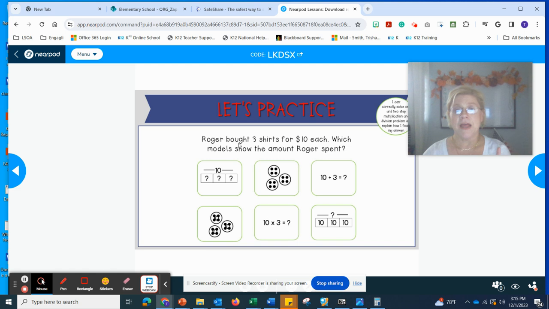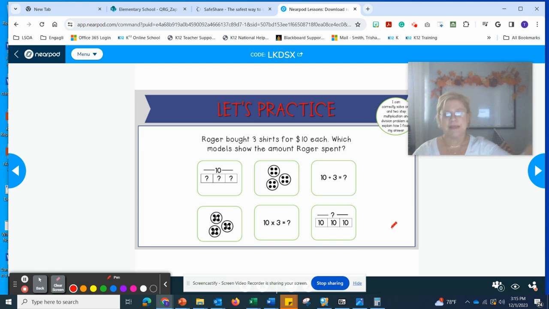Roger bought 3 shirts for $10 each. Which model shows the amount Roger spent? There are some keywords that we need to identify in this problem. Now, for this one, it's not a draw. You're like, wait, Miss Smith, I don't have a draw for this. No, you don't, my friend, because it says let's practice, which means let's listen to Miss Smith and we'll work through this. So we know Roger bought 3 shirts, and each shirt is $10 each.